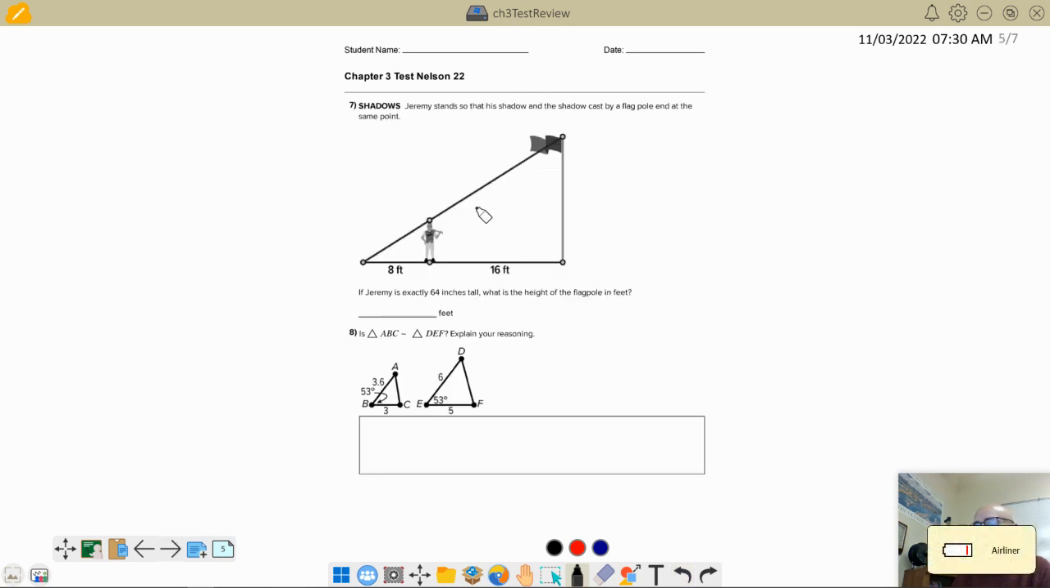Number 7. This kid right here is 64 inches tall, which I said is 5 1/3 feet. Okay, because 4 inches out of 12, right? So 60 inches is 5 feet. Another 4 inches is 1/3 of a foot. So it's 5 1/3 feet.